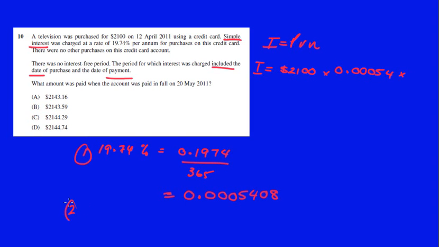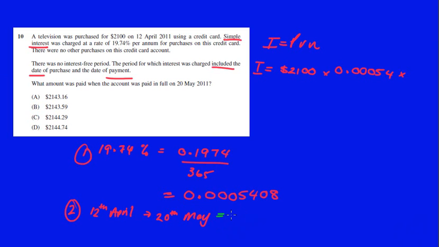The second tricky bit is to work out the days. Okay, the days. So let's have a quick look here. It says the 12th of April, and then we're paying it all the way up to the 20th of May. So again, I need to figure out how many days are in April. 30 days has September, April, June, and November. Okay, there are only 30 days in April. So we've got the 12th.